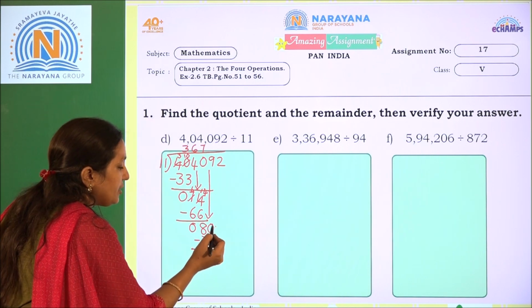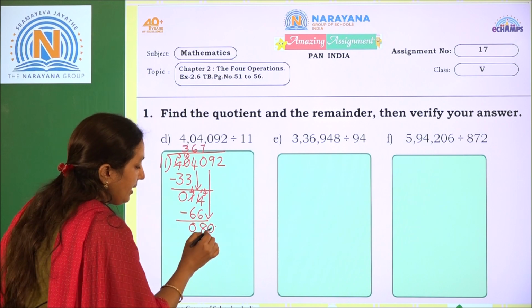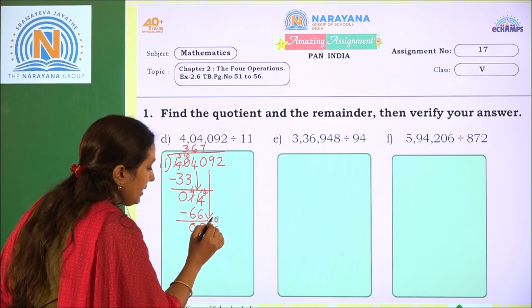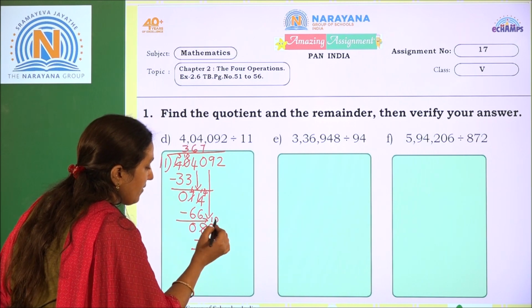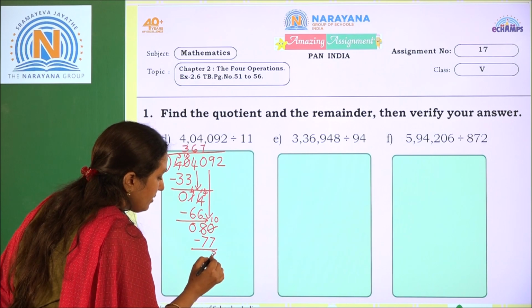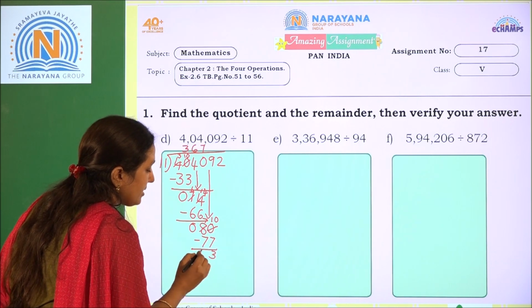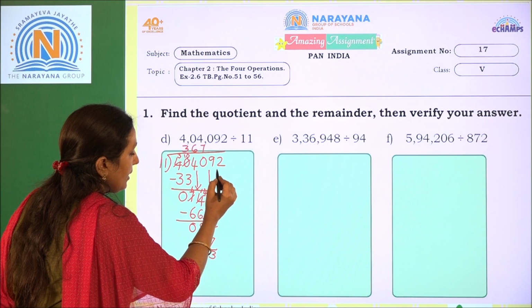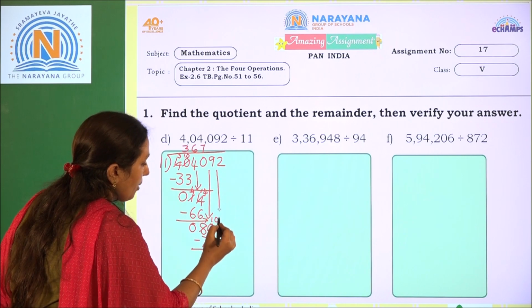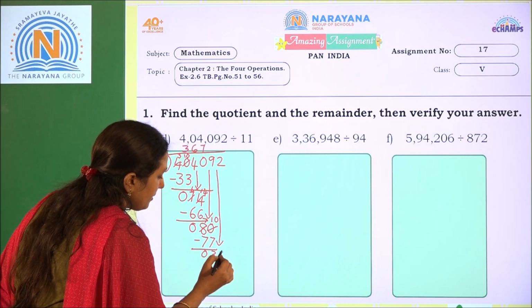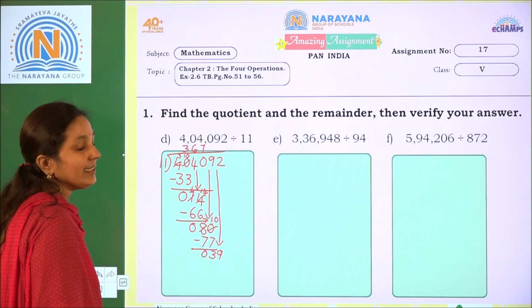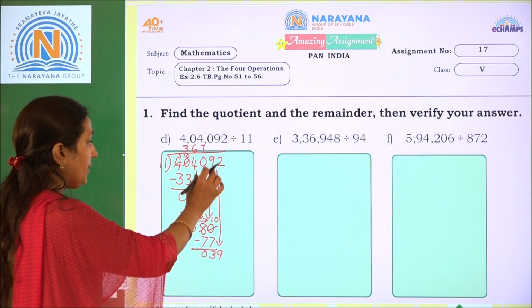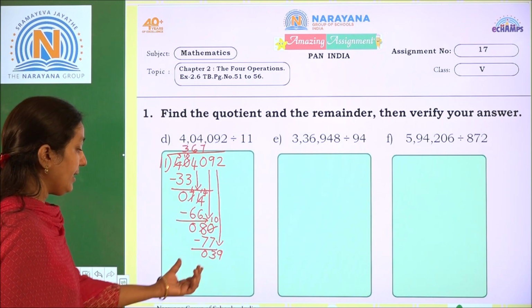Can we subtract 0 minus 7? No. Again this 0 will become 10. This 8 will become 7. 10 minus 7 is 3 and 7 minus 7 is 0. Now again I have to bring down 9. Got it, children? 9. Now here we have to take 39.